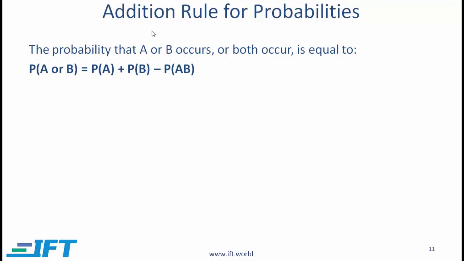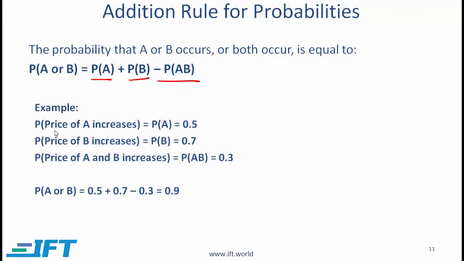Next, we need to learn the addition rule for probabilities. The probability that A or B occurs or both occur is given by this expression. So A or B means A happening or B happening or both happening. This is equal to probability of A plus probability of B minus the joint probability.